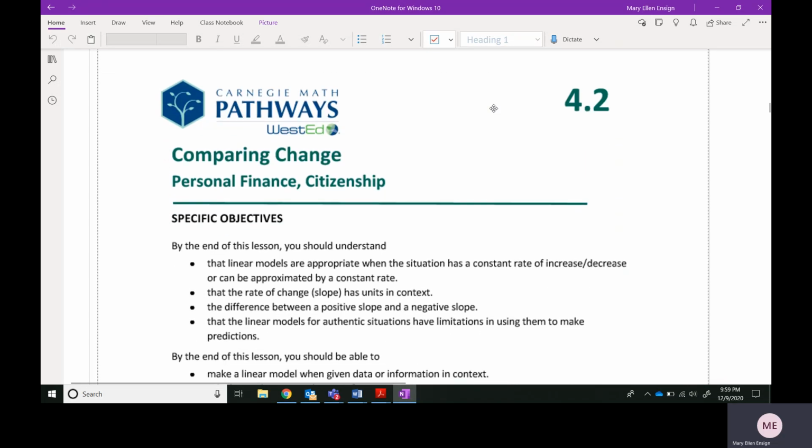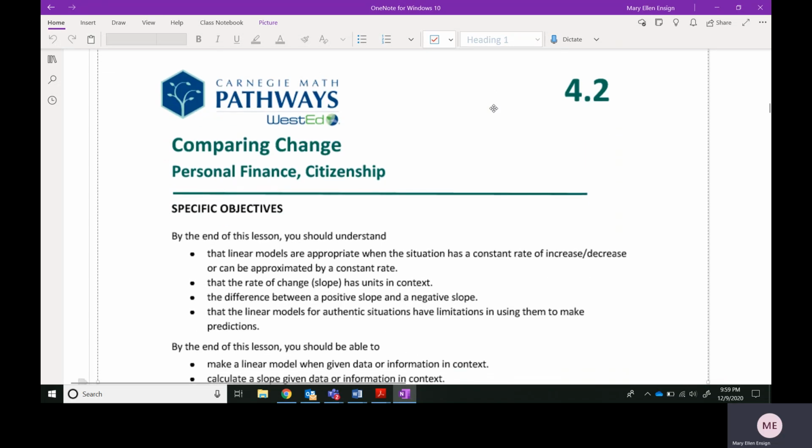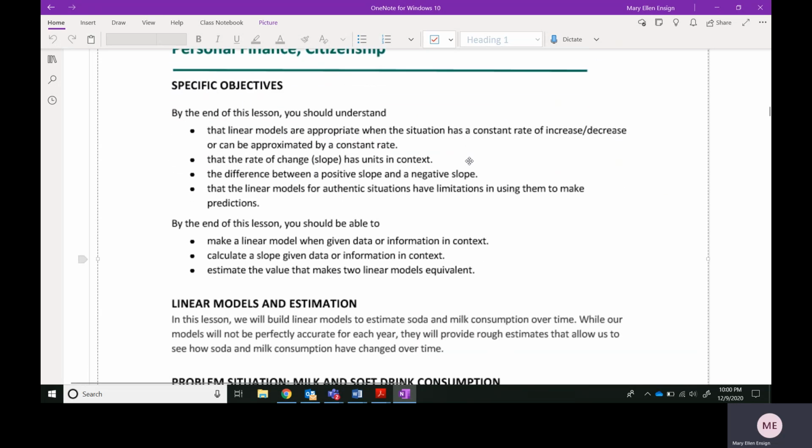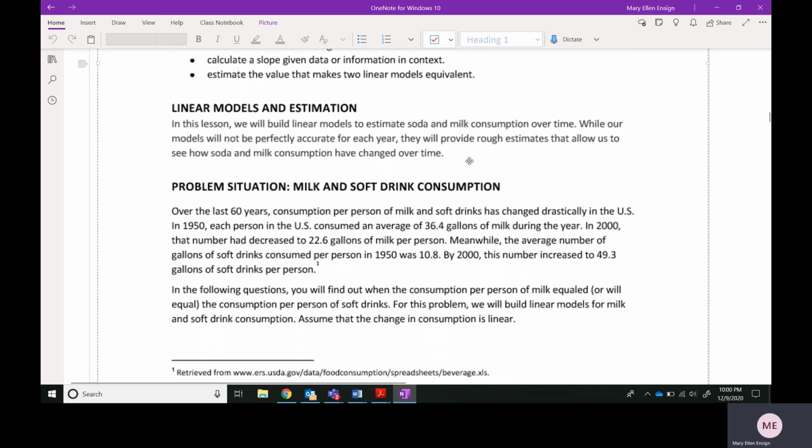Okay, so we're looking at lesson 4.2. I've moved ahead here to the actual start of the lesson, and this is called Comparing Change, and it deals with personal finance and citizenship. So it's very related to what we did last lesson with the latte and the cell phone plans, where we made linear models. So we're going to be doing the same thing here. We're going to be looking a little bit more at that rate of change or slope when we do this. But it's very much related to what we did in lesson 4.1.